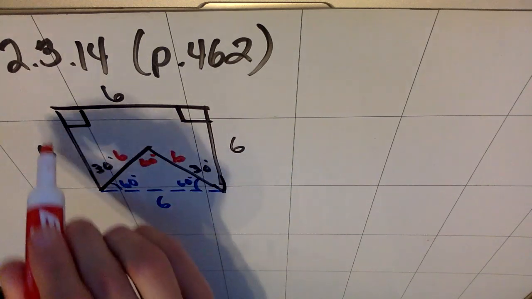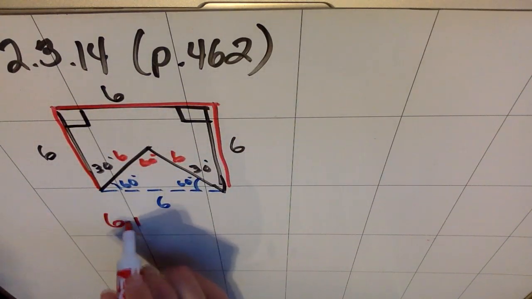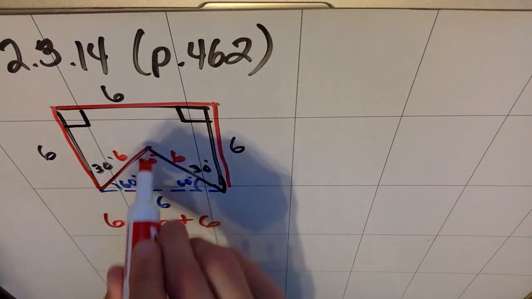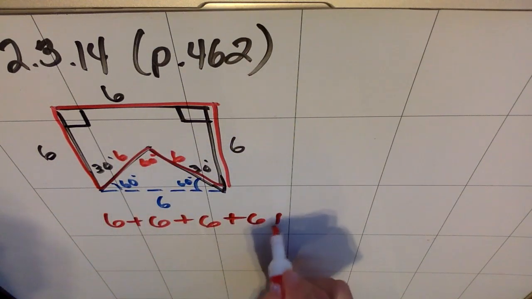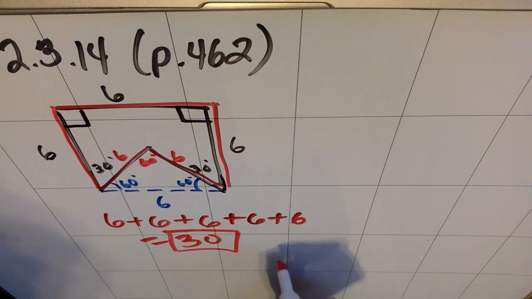So what I end up with is that the perimeter is the sixes that I was given, 1, 2, 3, so 6 plus 6 plus 6, plus the remaining two sixes that I found, which gives me a perimeter of 30, which is answer B.